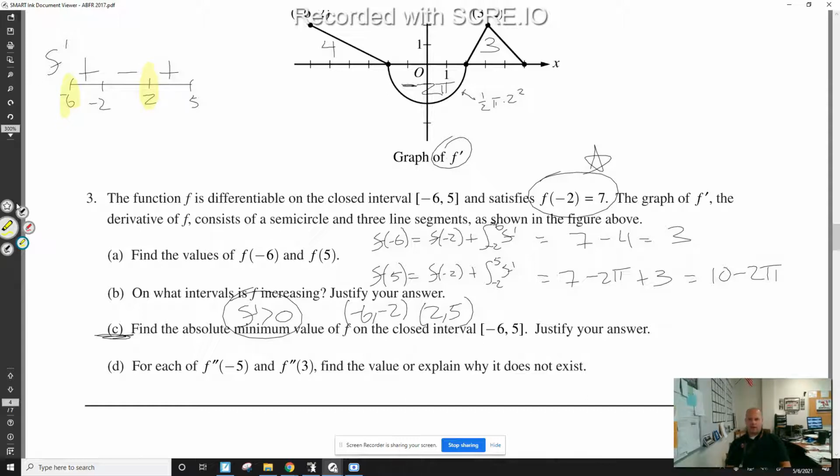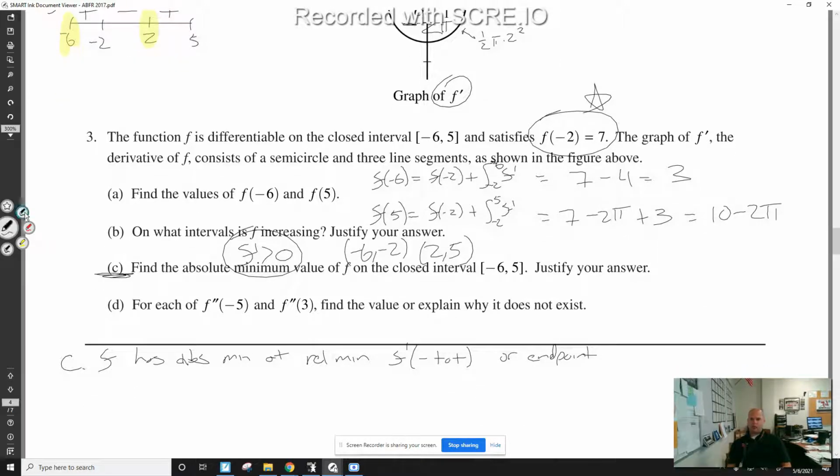We know it's not at 5 because f goes up from 2 to 5. However, you have to say that to exclude it. So if I'm going to be proper with my justification, I'm saying f has an absolute min at a relative min. That's when f prime changes sign from negative to positive. I'll literally write that. It's just quick. Or an endpoint. I can either state that I'm not going to look at 5 because f prime is positive from 2 to 5. But since I already found f of 5, might as well just put it down.